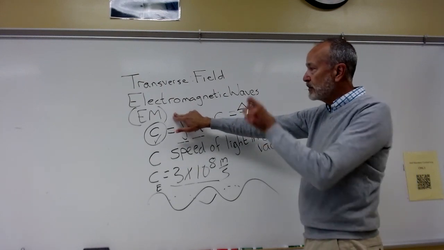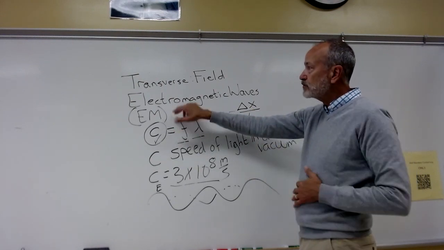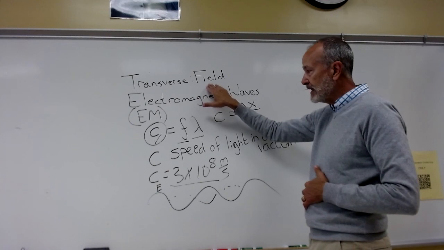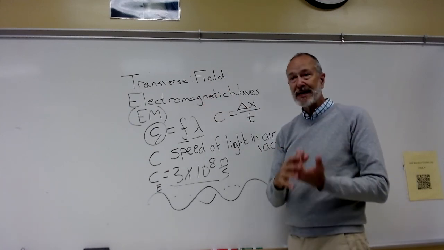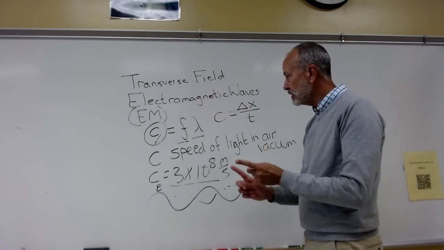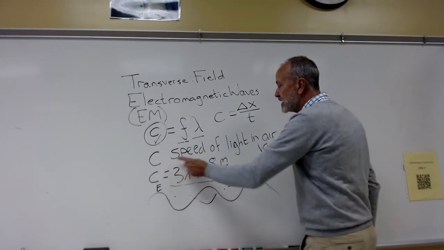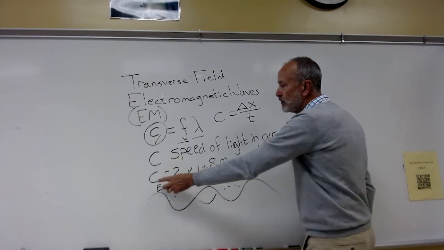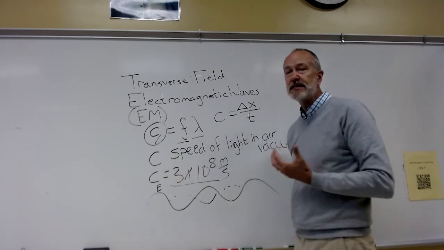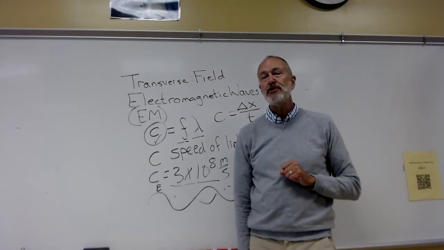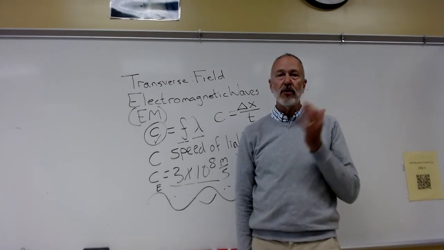So light is electromagnetic waves. Visible light is a small subset of that. It is a transverse field wave made of an electric field and a magnetic field vibrating. And we represent the speed of light in air or a vacuum with the symbol c, which is 3 times 10 to the 8th meters per second, allowing you to solve a whole lot of problems.